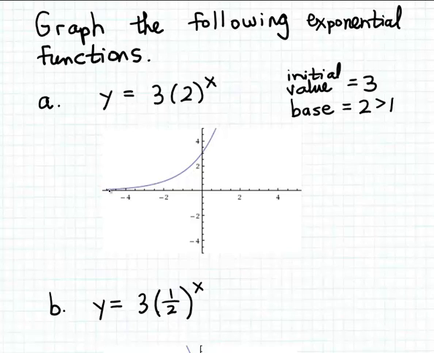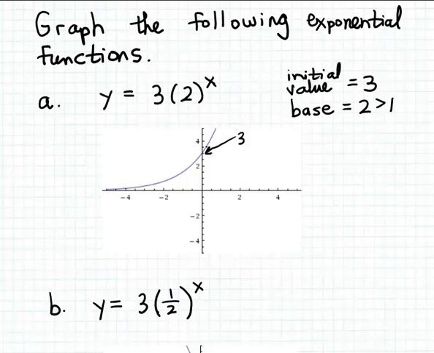Another thing that's characteristic of the graph of exponential functions is that the y-intercept is going to be the same as the initial value for the exponential function. So notice the y-intercept of this graph here is 3, and that's the same as the initial value of the exponential function. Notice also that this curve doesn't have any turning points.